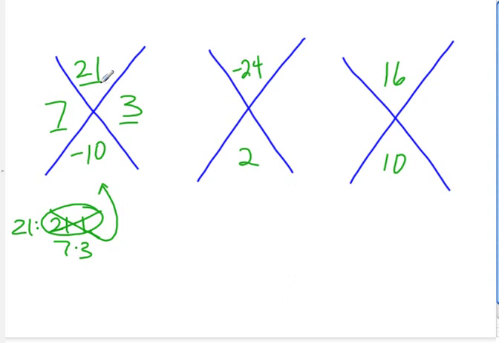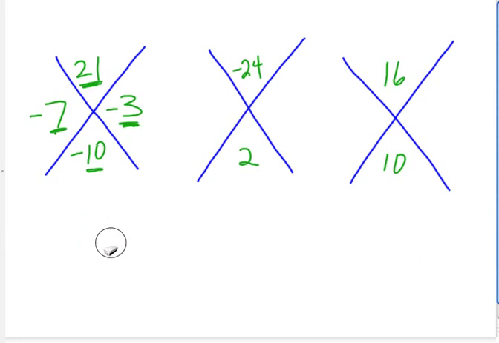But now how do I get negative 10? Well, I would do negative 7 and negative 3. Negative 7 and negative 3 is negative 10. And a negative times a negative is a... I didn't hear you say anything. Let's try that again. A negative times a negative is a positive. That's right. So I'm good. Let's check the next one.